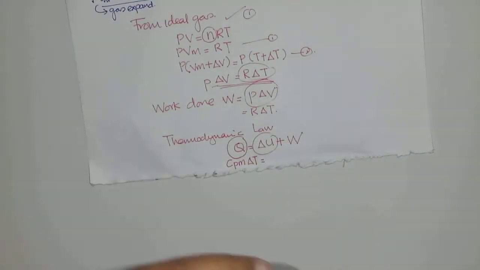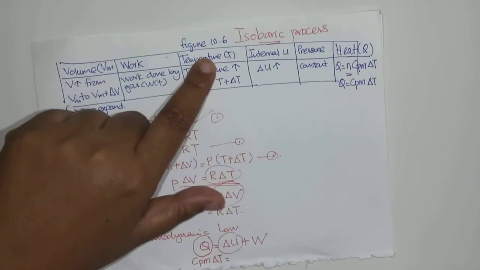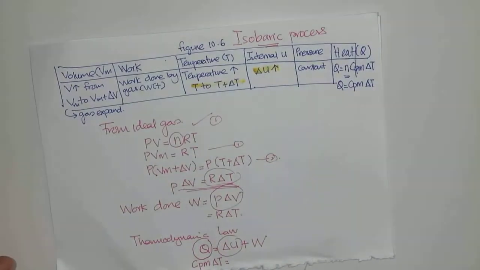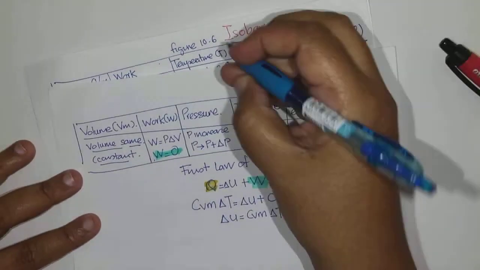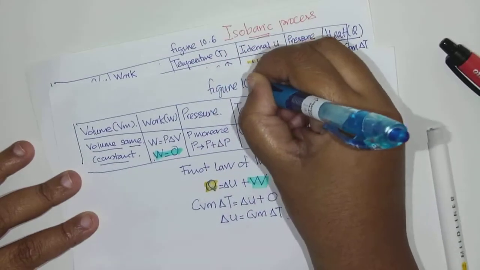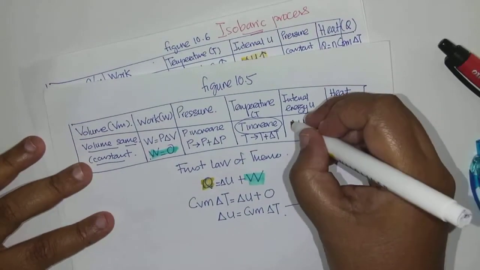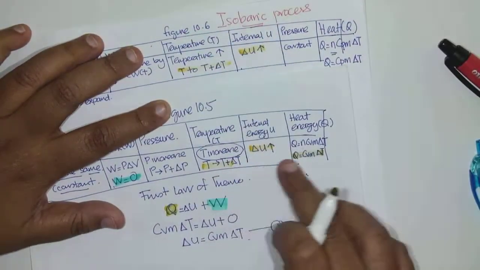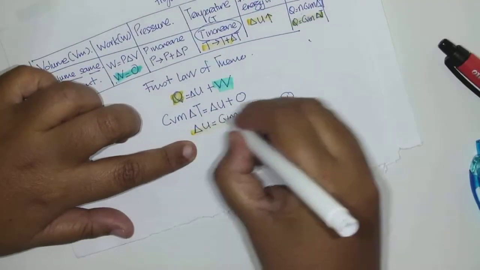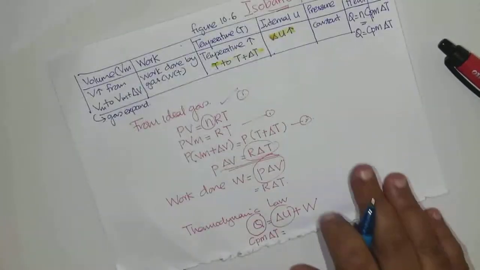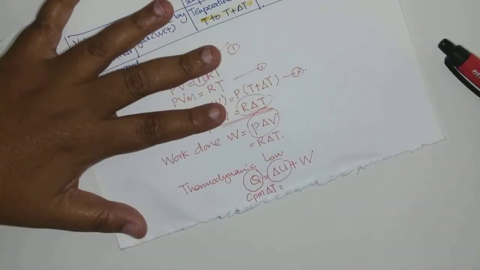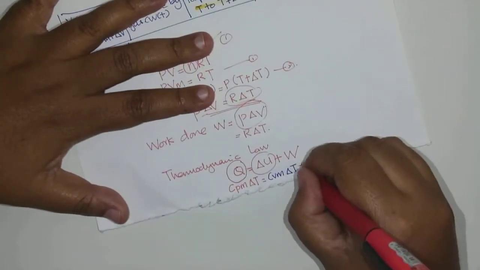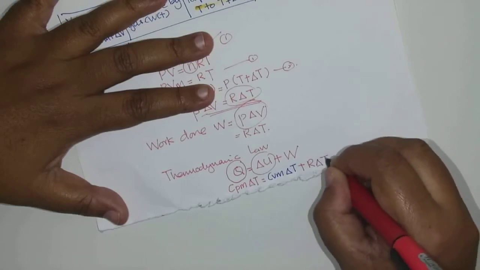Let's look at delta U, class. In figure 10.6, delta U goes from T to T plus delta T. In figure 10.5, delta U also goes from T to T plus delta T. So you notice they are similar processes, correct? Therefore, we can use delta U equals Cvm delta T inside this formula: Cvm delta T plus W, and W is R delta T.